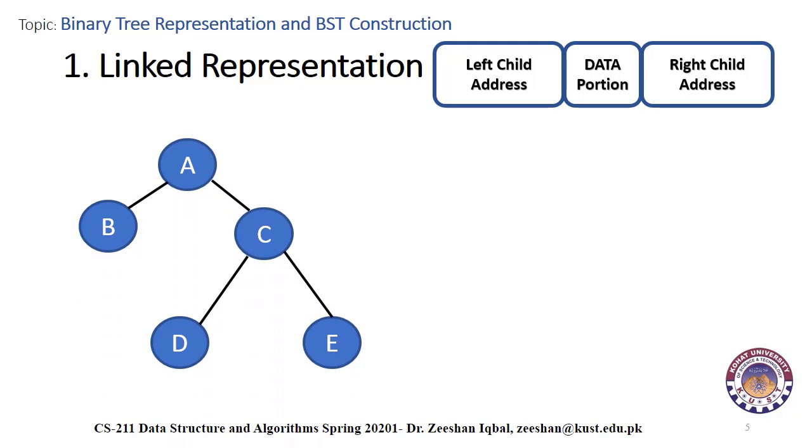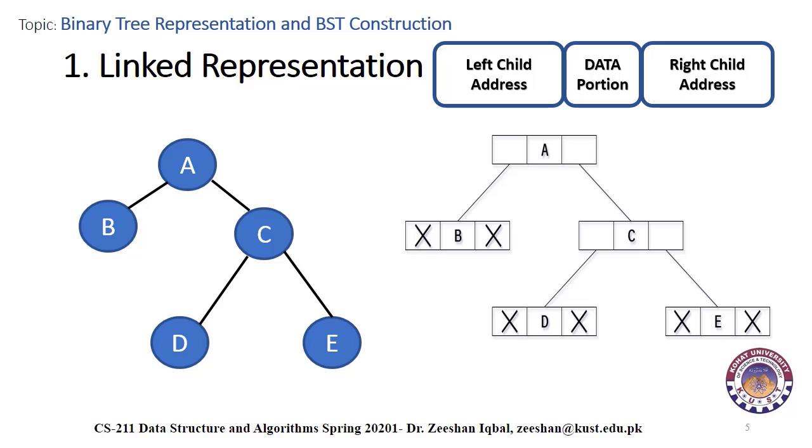In the figure we can see that we have 5 nodes A, B, C, D and E. On the right side, A is represented as a node which contains three parts. The middle part will contain the value portion, and the left portion will contain the pointer to its left child, while the right pointer will contain the address of its right child, which is basically C. So the right will contain the address of C.